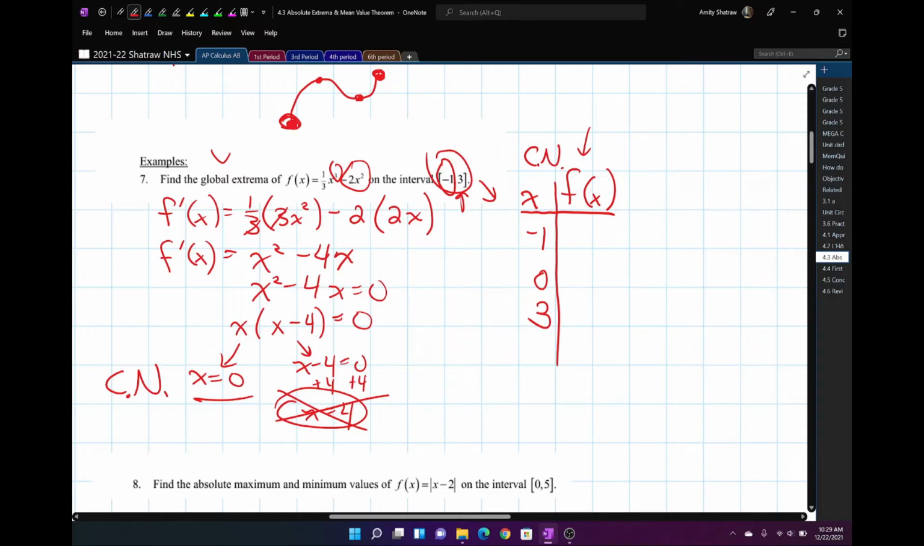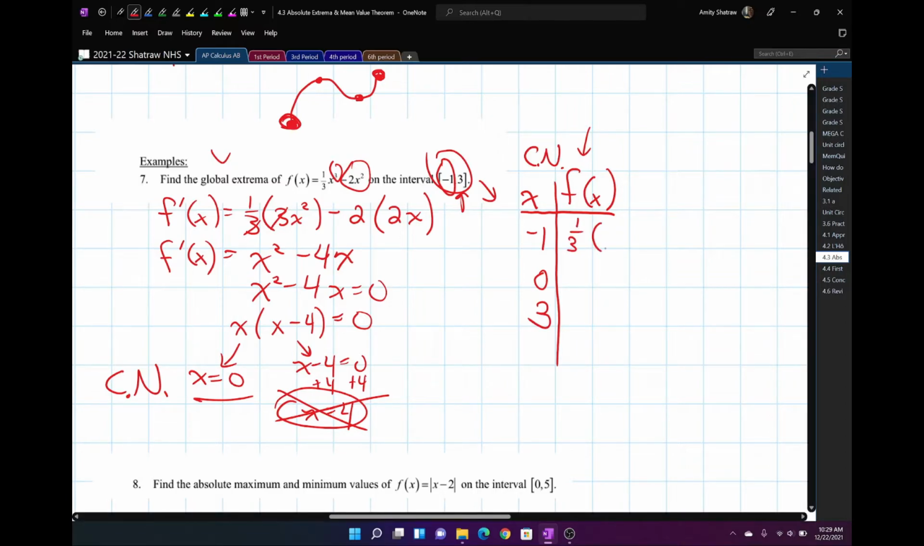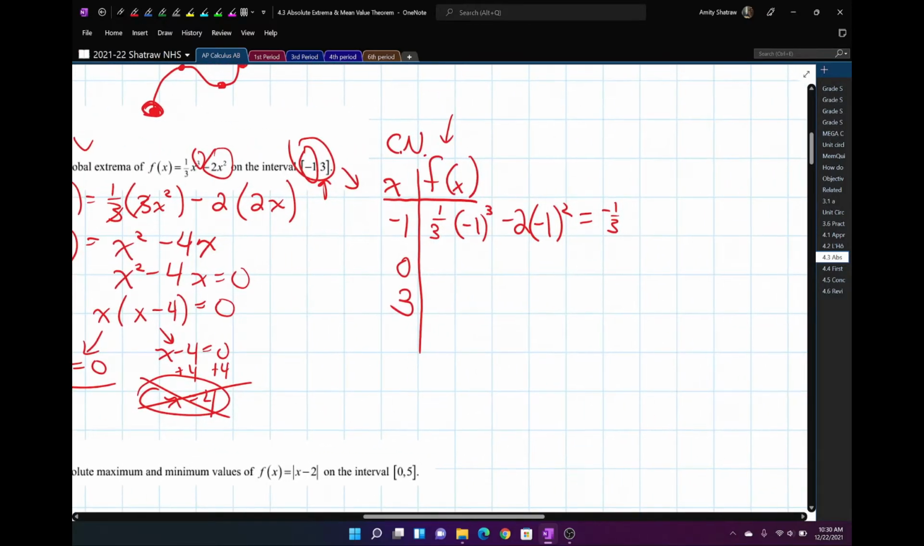I'll make my XY chart, table of values. And so I'm just going to plug in my -1. This is 1/3 times my -1 being cubed minus 2 times my -1 being squared. I have -1 times -1 times -1, which is -1. -1 times 1/3 is -1/3. And I have -2 times -1 squared. Well, -1 times -1 is +1, and +1 times -2 is -2. And so my answer is -2 1/3.